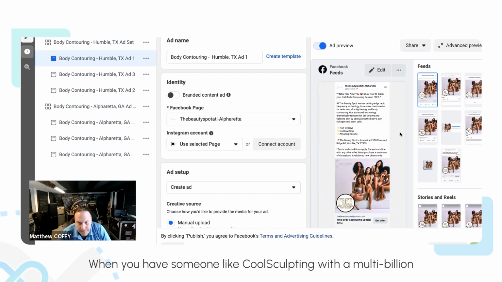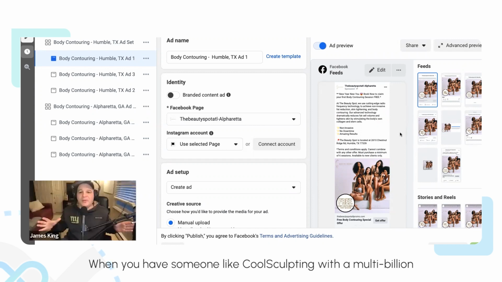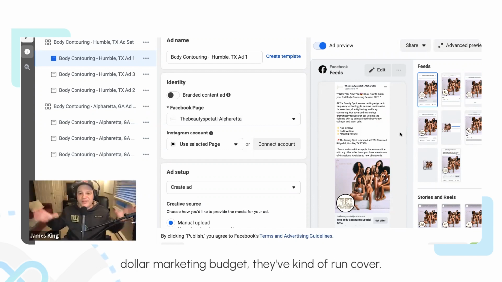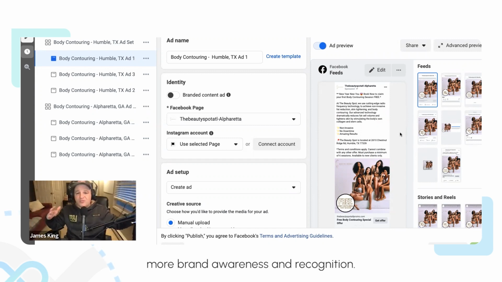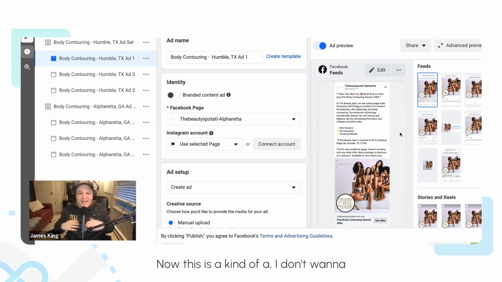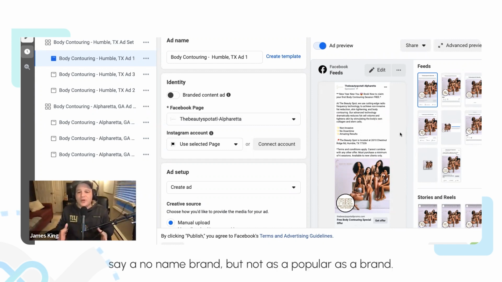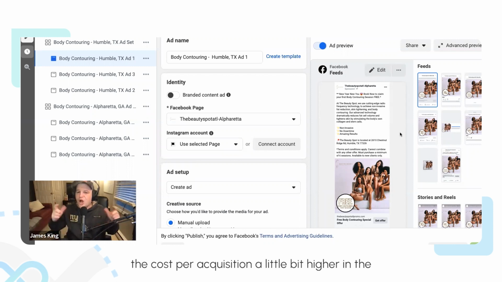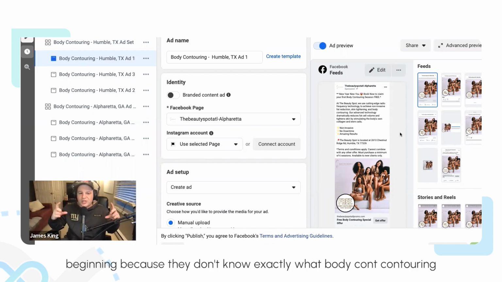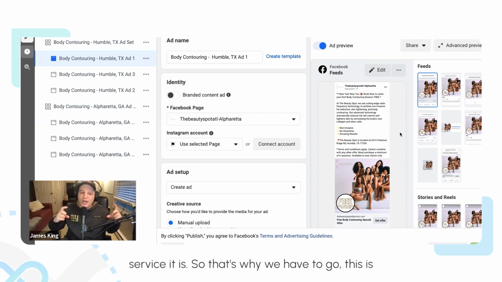Now, here's another unique thing, just to put it out there. When you have someone like Cool Sculpting with a multi-billion-dollar marketing budget, they've kind of run cover. So when we run a Cool Sculpting ad, there is more brand awareness and recognition. Now, this is a no-name brand, I don't want to say, but not as popular. They don't even put the brand in here. So that's why you see the cost per acquisition a little bit higher in the beginning, because they don't know exactly what body contouring service it is.